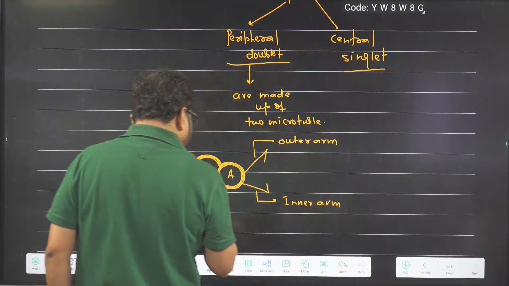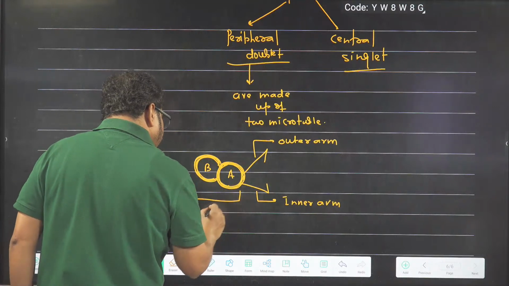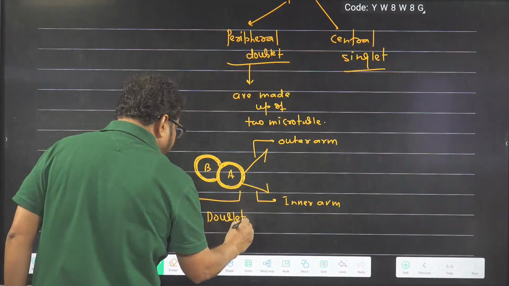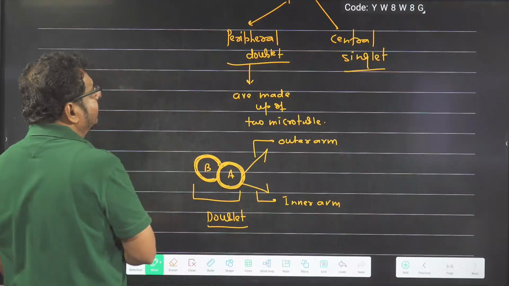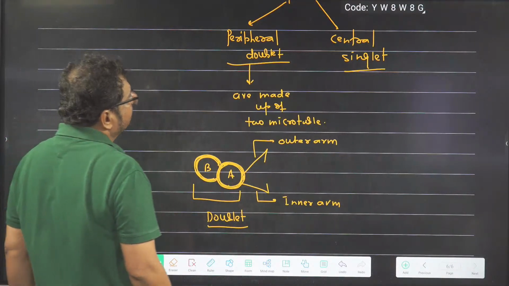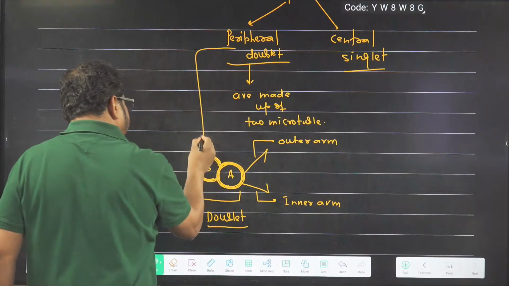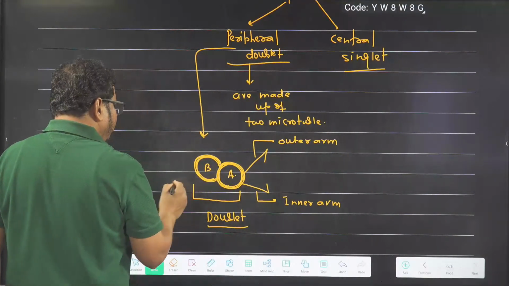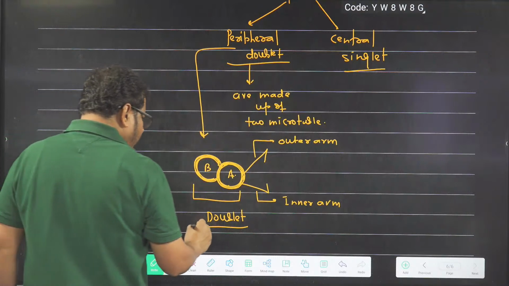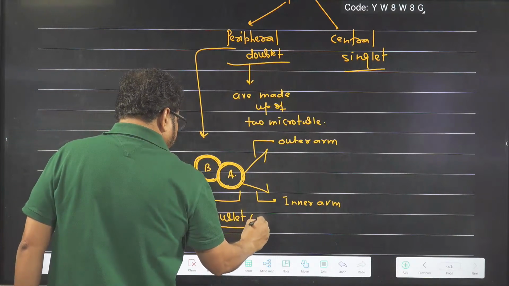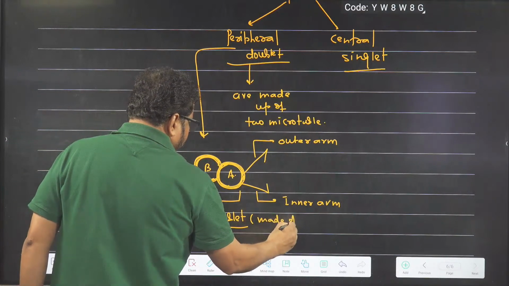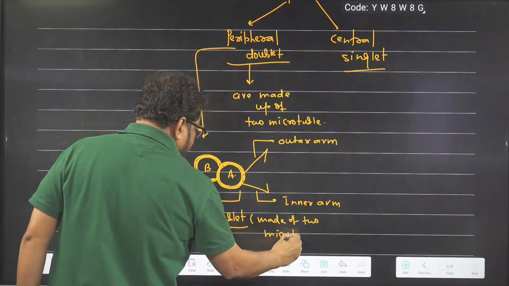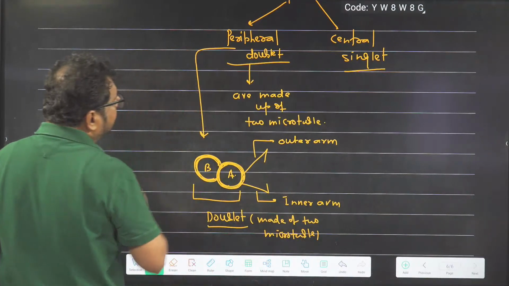So how many such are there? This is the structure of which one? A doublet. So how many such doublets are there in the diagram? 9 doublets are there. I will draw the diagram, don't worry. First I am telling you what a doublet is. This is a doublet, made up of 2 microtubules, A and B. So you got what the doublet is?